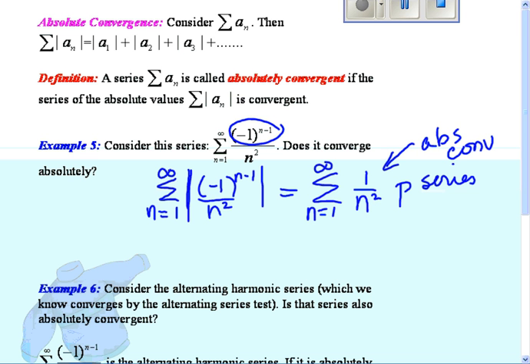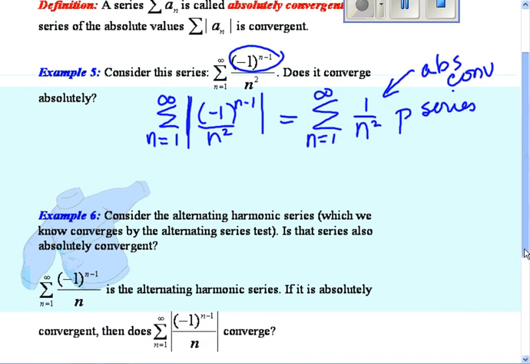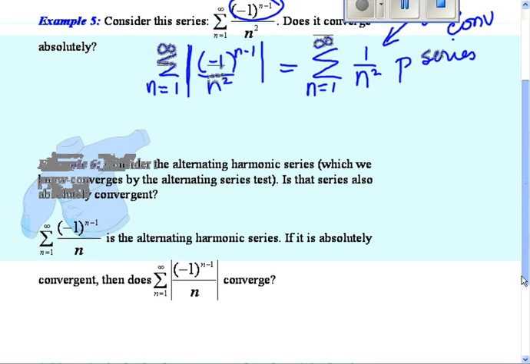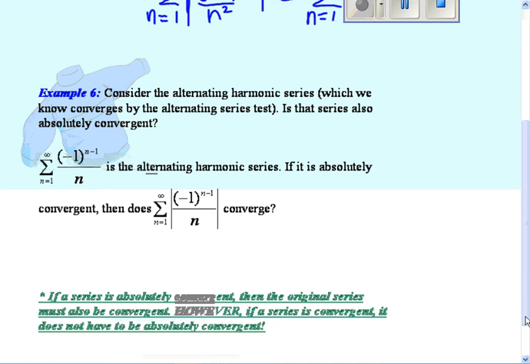The alternating series test works for the alternating ones, but what if it's not alternating, but you still get negatives? You have to do this. But the problem with it is the reverse does not hold true. Let's look at this alternating harmonic series.